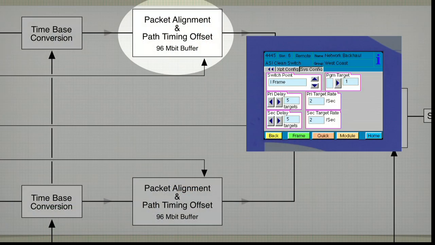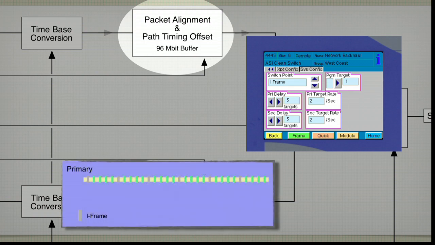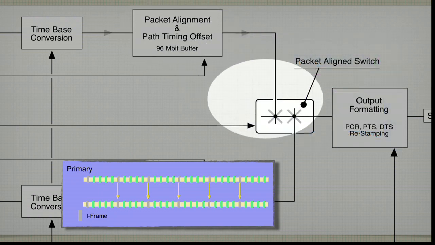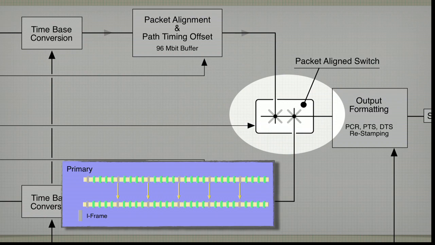With the switch point target identified and the primary and secondary delays set, we can look at the primary path and identify switching targets at I-frames. If the secondary path is not aligned correctly to the primary, the buffer in the secondary path will slip time automatically to provide that alignment. Now, our packet-aligned switch will perform a clean switch from primary to secondary.